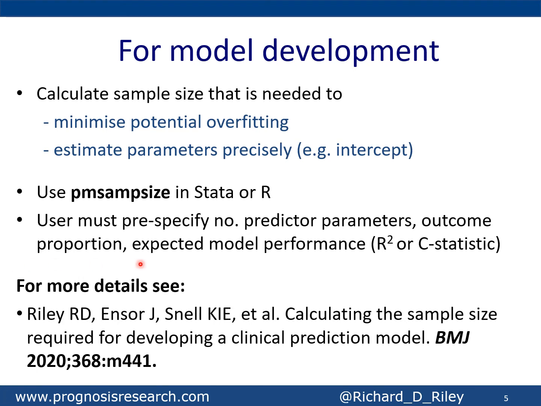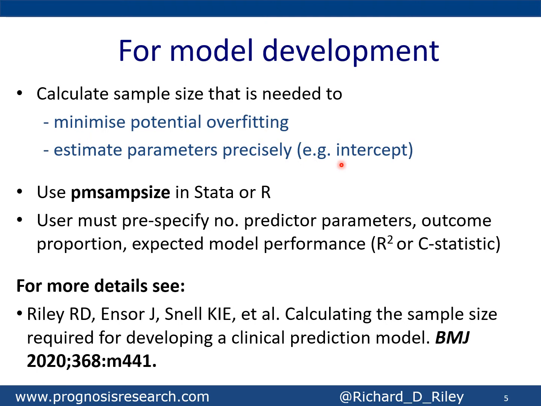For model development, we've already got other talks about that that you may want to check out. But very briefly, for development, it's about having a sample size that reliably estimates that model equation or the machine learning algorithm so that the predictions are likely to be reliable in new data. And what we mean by that is having a sample size that minimizes the potential for overfitting and estimates the parameters in the model precisely.